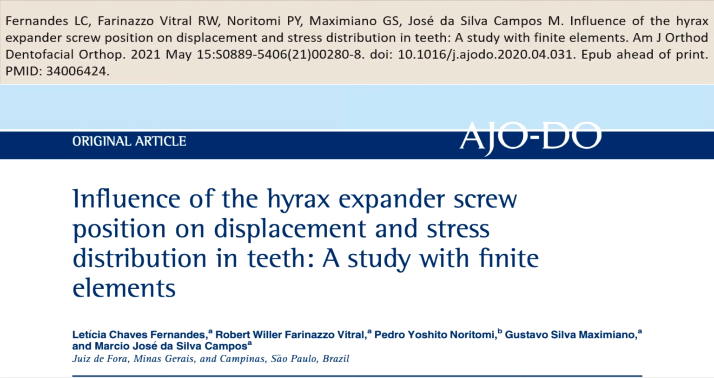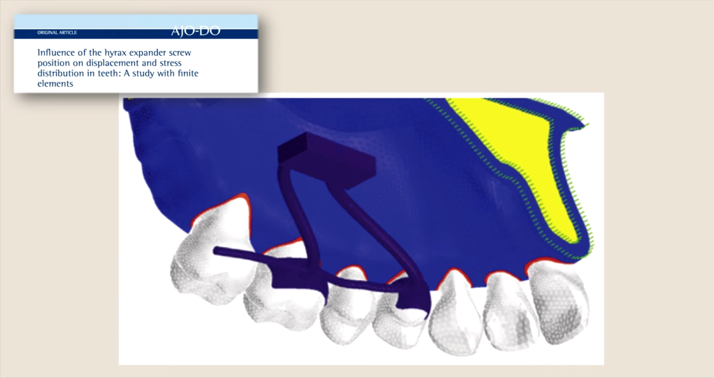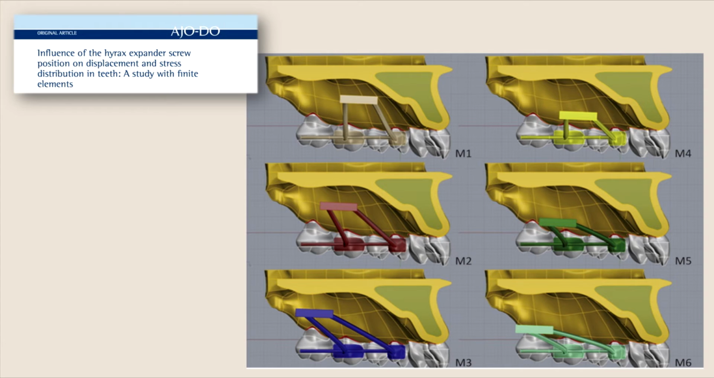On the second part, the study aimed to evaluate tooth displacement and the stress distribution standard on the periodontal ligament using the finite element method. A computer-aided design model was employed. It included the maxilla, the skull base, the central incisor, the lateral incisor, the canine and the first premolar, the second premolars, the first molar, the second molars, the periodontal ligament, and the bone suture unit representing the median palatine suture. There were two vertical positions at distances of 20 and 15 millimeters from the occlusal plane.